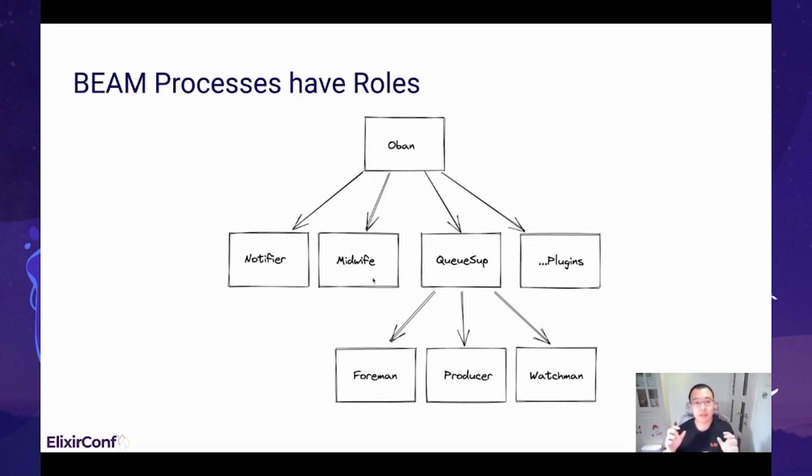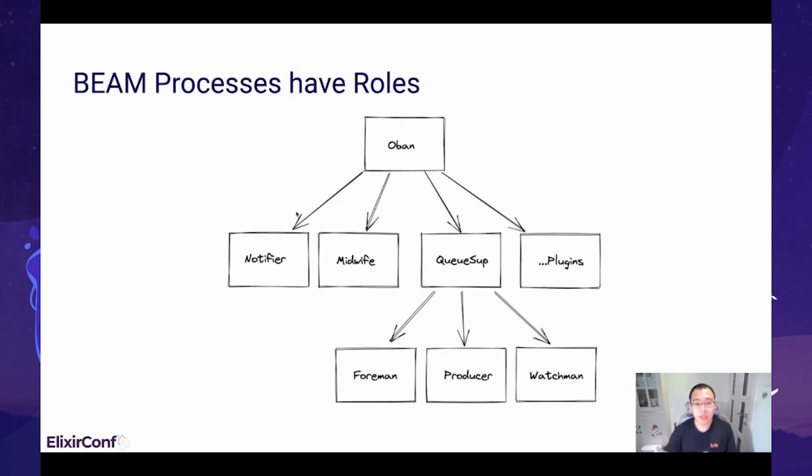All these processes have their own role in the Beam virtual machine, and they focus on their own job, their own responsibility. At the same time, they talk to each other via their interfaces by sending each other messages, so they can collaborate to achieve the same goal, which is to process the background jobs. Without these isolated processes and their collaboration, Oban wouldn't be able to do its job so well.